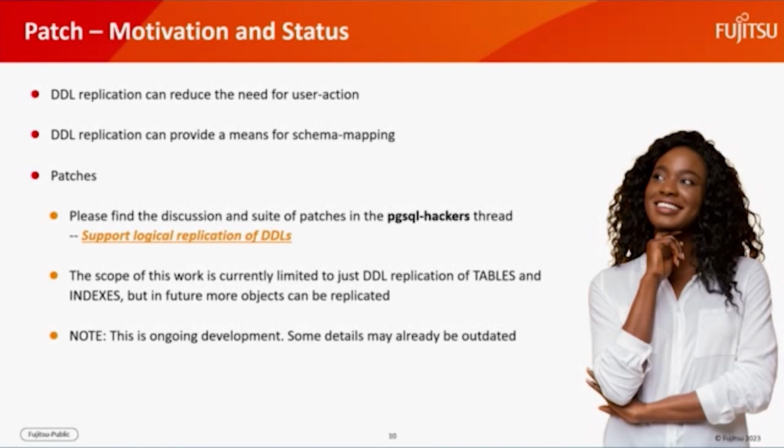So the scope of this development work has been limited now to just DDL replication of tables, maybe indexes, I don't know the latest. There's no reason for that except to reduce it to a manageable size rather than attempt to replicate every object in the first version. And this is ongoing development, of course, so things are changing all the time. There's new patches uploaded every 2 or 3 days, so some of this stuff might be outdated by the time you look at it next week, it could all be wrong.